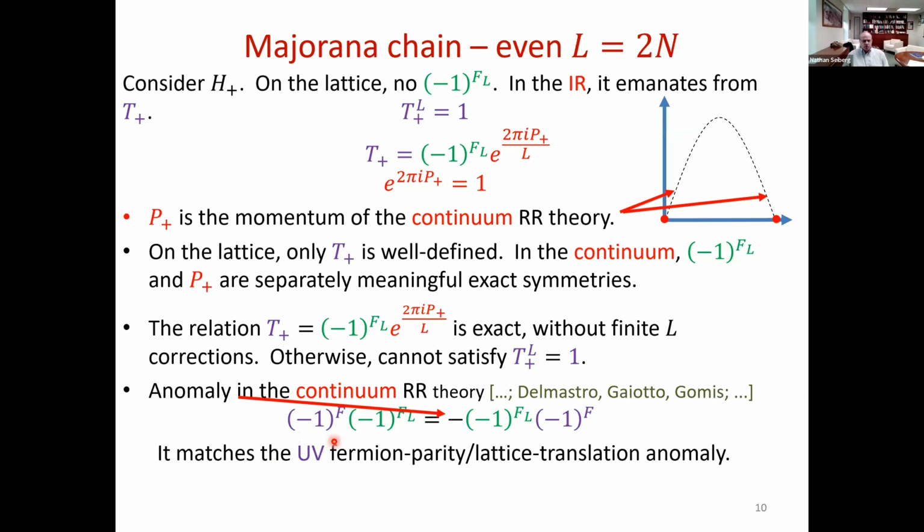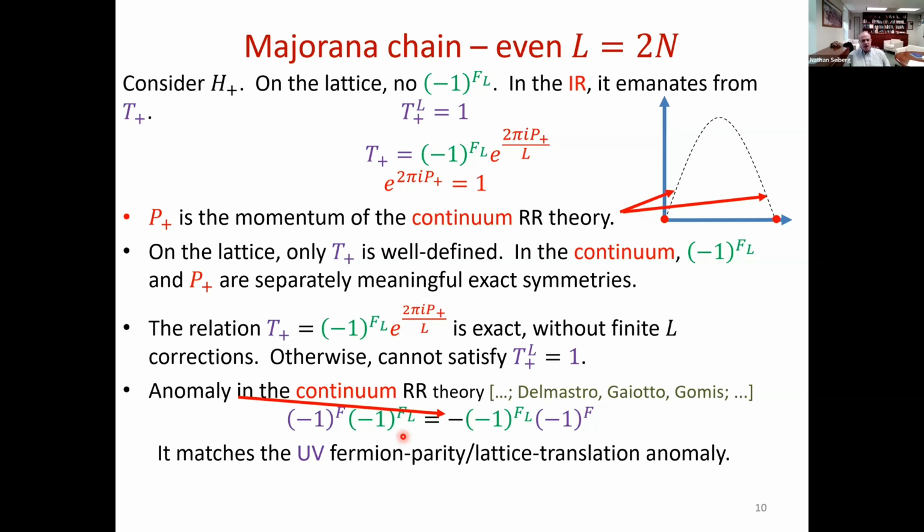(-1)^F, the total fermion number, and the left-handed fermion number, (-1)^F_L, anti-commute in the Ramond-Ramond theory rather than commute. It comes from quantizing the zero modes. So there's a minus sign here. We interpret the anomaly that we saw on the lattice between lattice translation and (-1)^F. It becomes in the IR an anomaly between (-1)^F and the emanant (-1)^F_L. So we had before two questions.